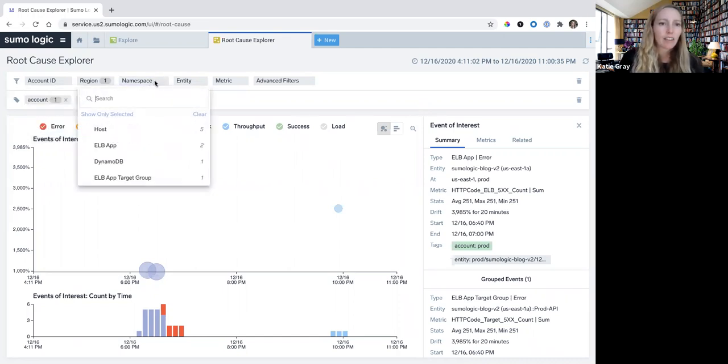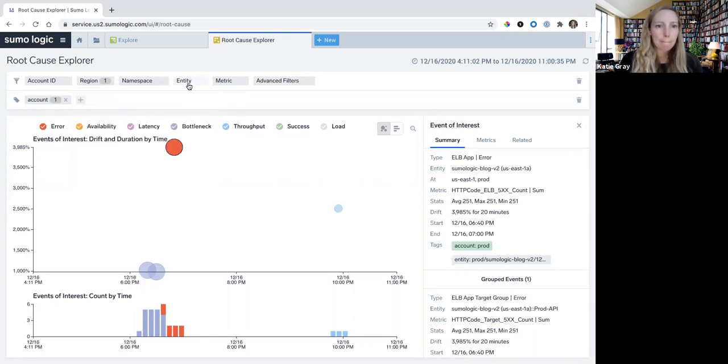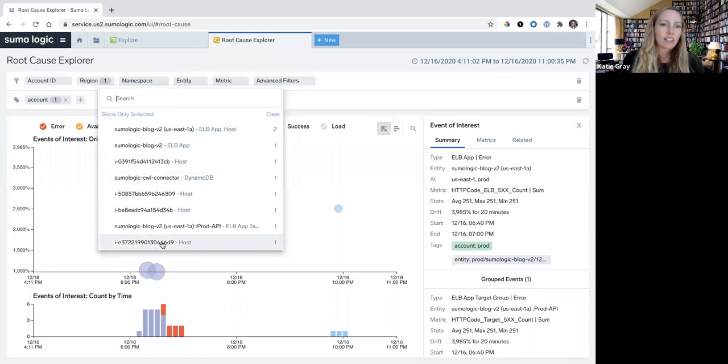And then here, if I click on namespace, these are the different services that we're getting anomalies for. So our EC2 host has 5 anomalies, ELB has 2, DynamoDB is involved here. So I'm getting a sense of what the different services at play are. And also you can select specific services here on the filters.